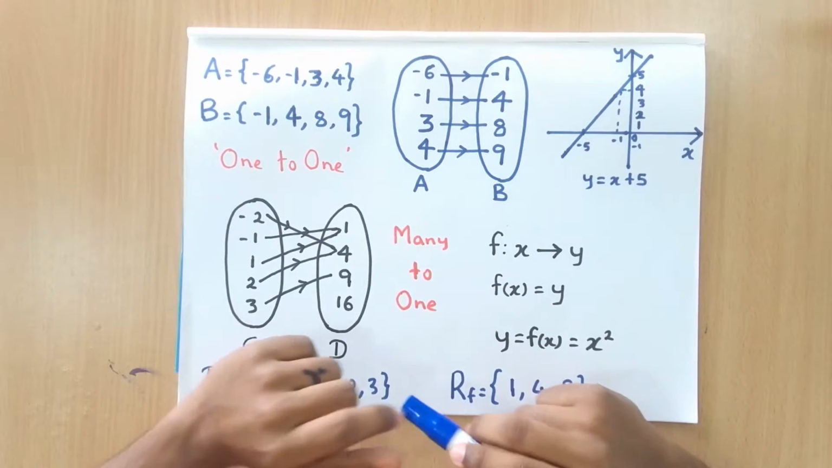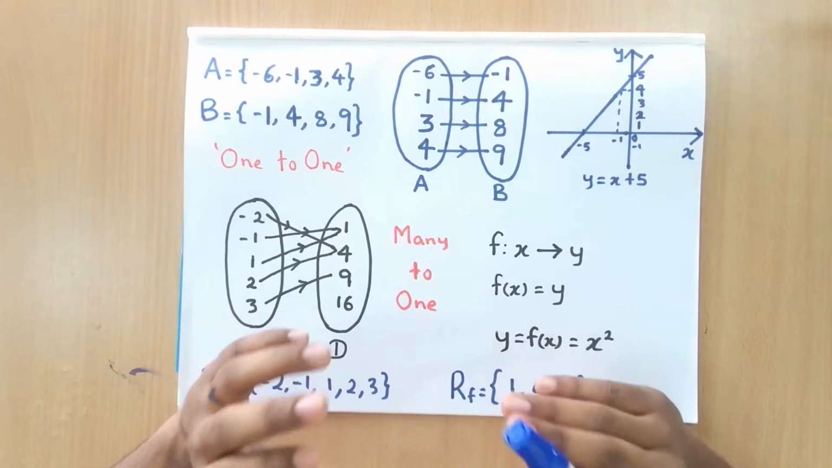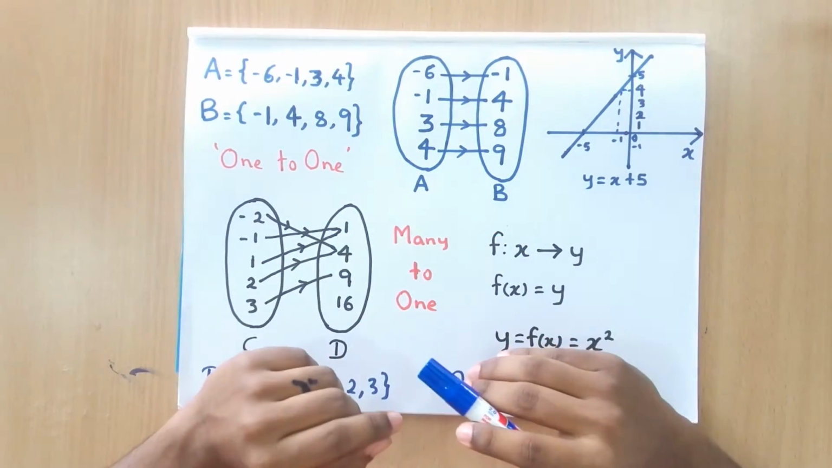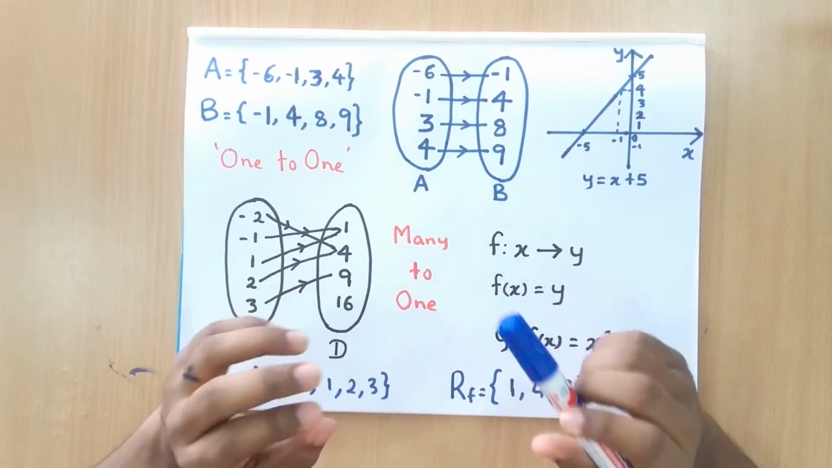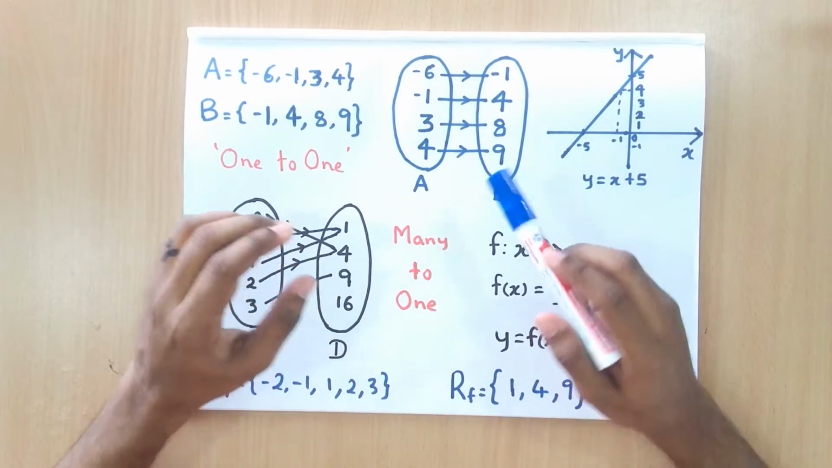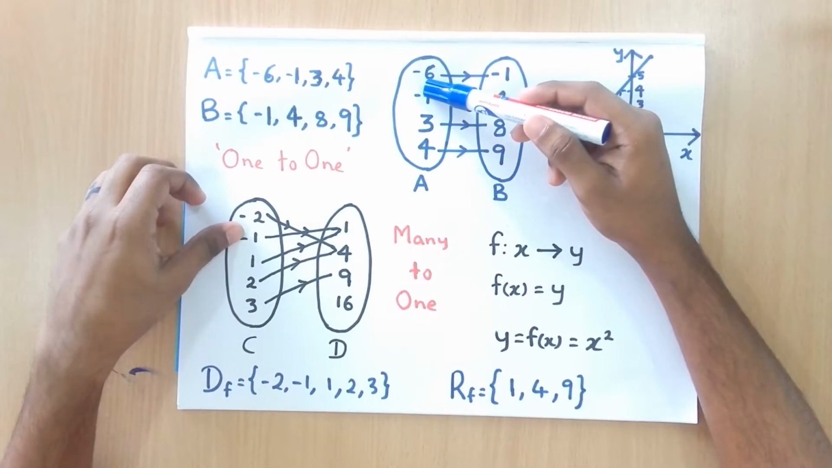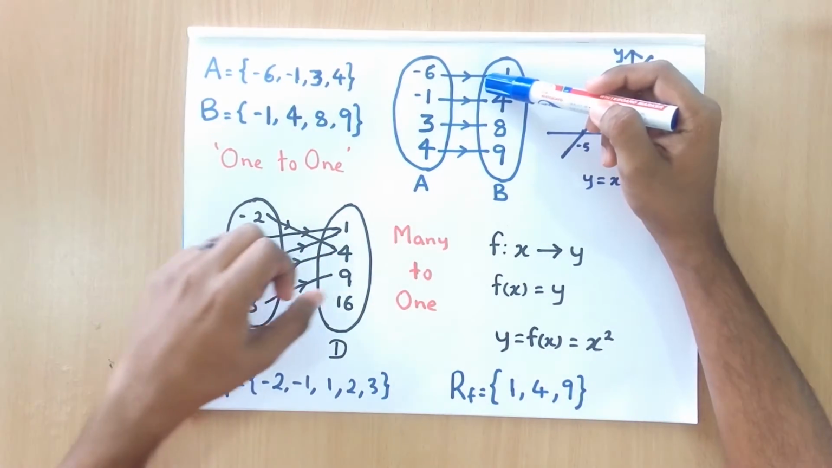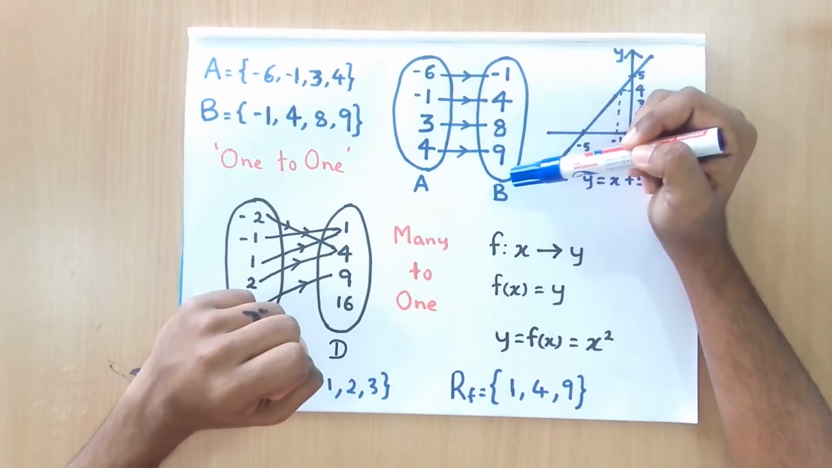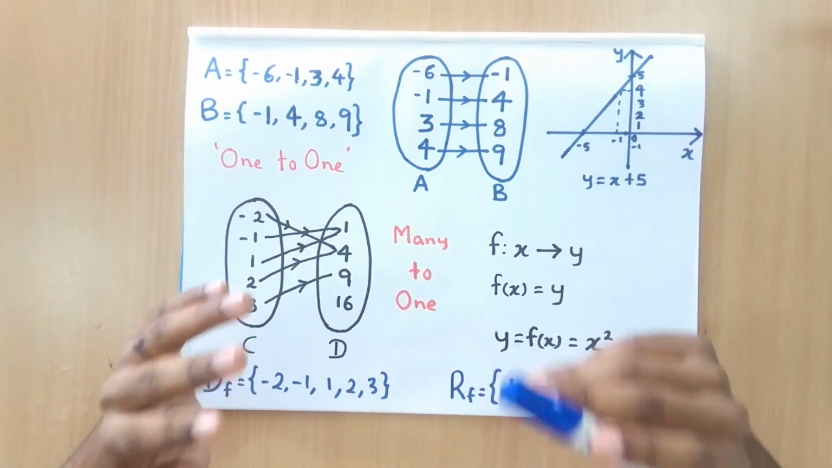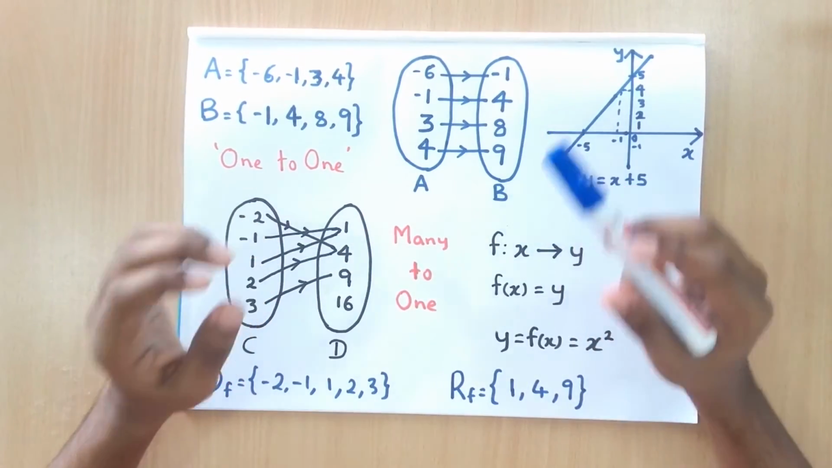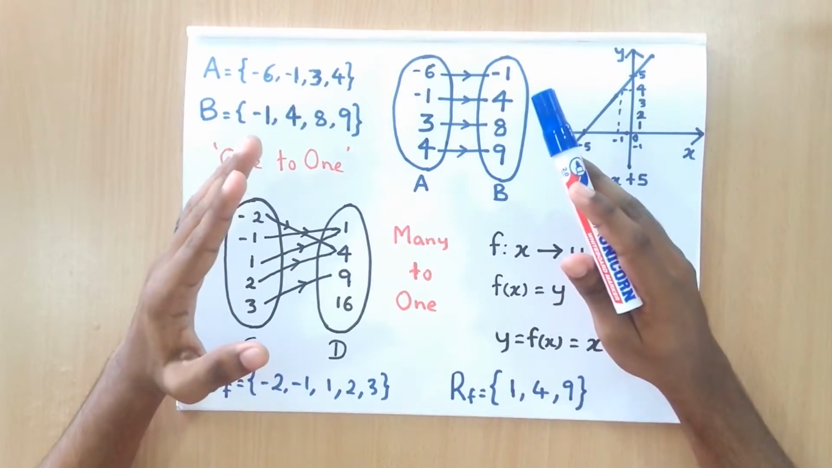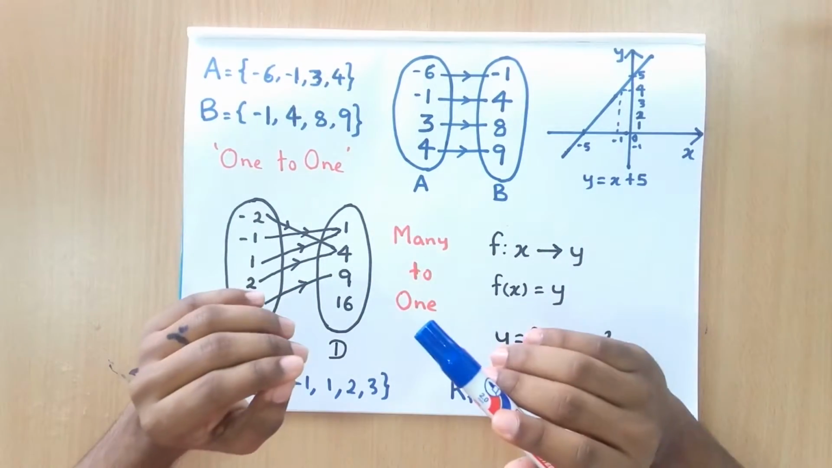Now for the tip of the day. When you are given a question to identify a function through a mapping diagram, first check whether every element of set 1 is mapped to only one element of set 2. Then check whether there is a mathematical relationship between the two sets. If so, then you can confirm that it is a function.